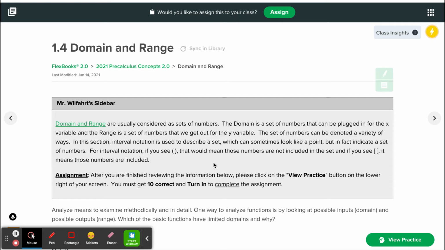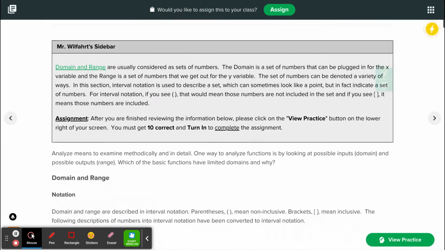When we don't want to include the number, we use the rounded brackets. And we'll take a look here at a couple of examples. But basically, when we use interval notation, we're kind of simplifying the set of numbers. It almost looks like a point, but it really is talking about a set of numbers.